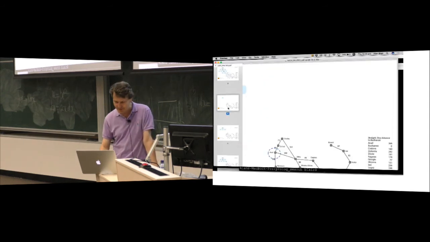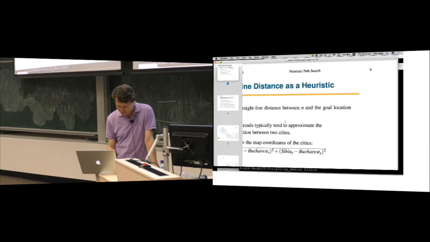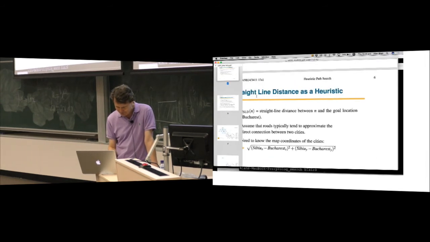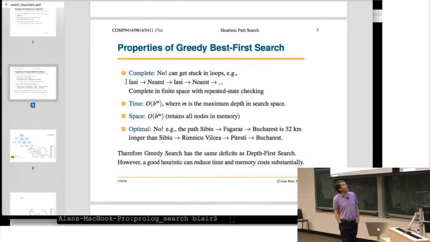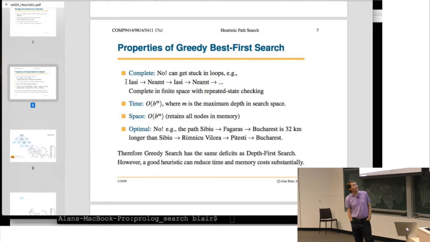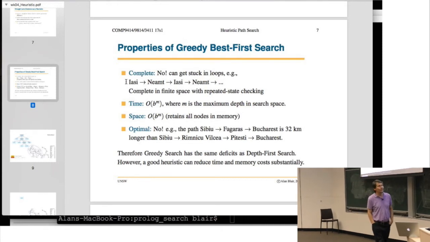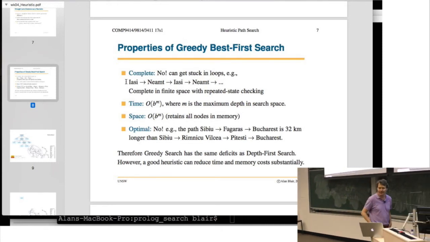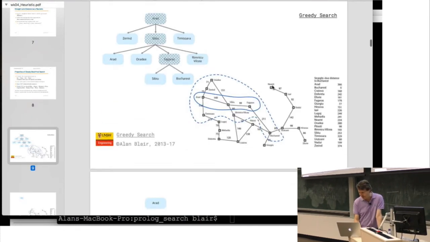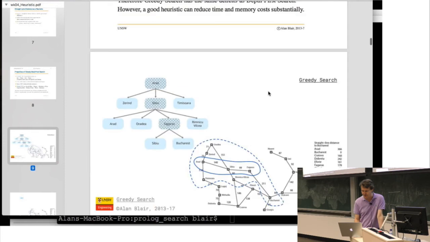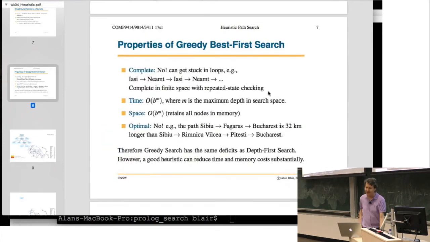Okay, well, just before we get to A-star search, let's quickly look at the properties of greedy search. It's similar to depth-first search. So in order to be complete, you have to exclude repeated states along a path. Otherwise, if you don't exclude repeated states, let's say you were starting here and you wanted to get to Fagaras, you could just go back and forth there. So you've definitely got to remove repeated states, but in that case it would be complete.